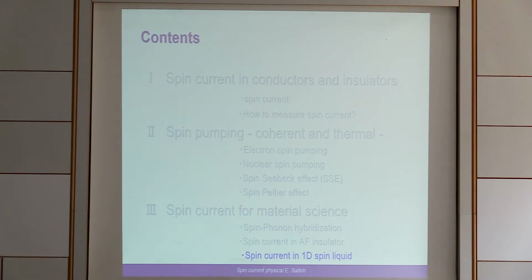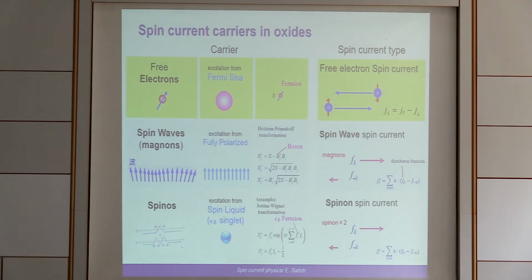I'd like to show another type of spin current, carried by spinons. So we have shown the free electron spin current and the spin wave spin current, and there is another type of spin current carrier, which is the spinons. Spinon is an excitation from the quantum spin liquid state. A certain type of spinon is an excitation from the quantum spin liquid with singlet correlation, which can be written in terms of fermion particles.